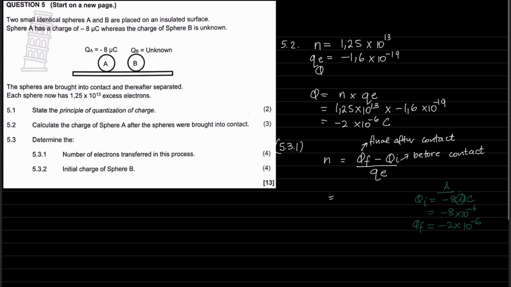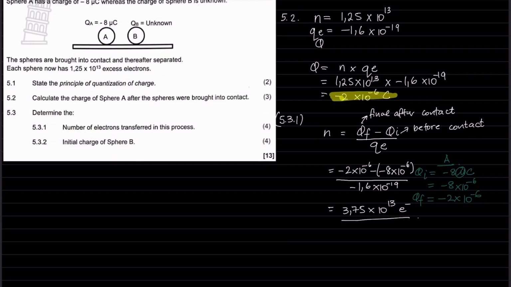Let's substitute. So Q final, -2 times 10 to the power -6, and then minus, in brackets, -8 times 10 to the power -6, and then divided by QE is a constant, -1.6 times 10 to the negative 19. That's going to give us an answer of 3,75 times 10 to the power 13 electrons.